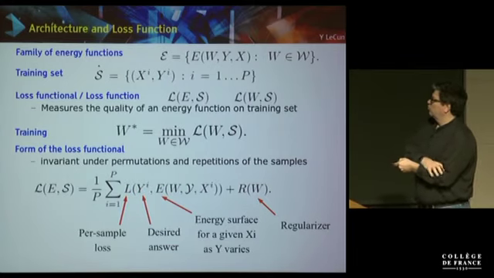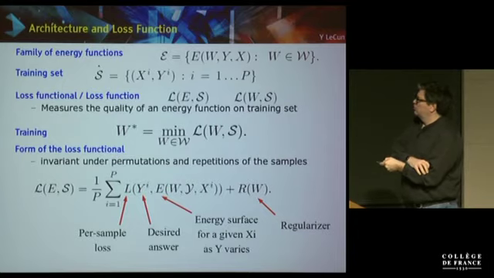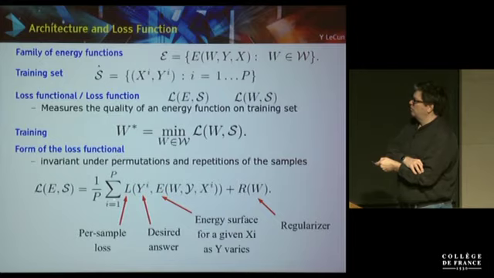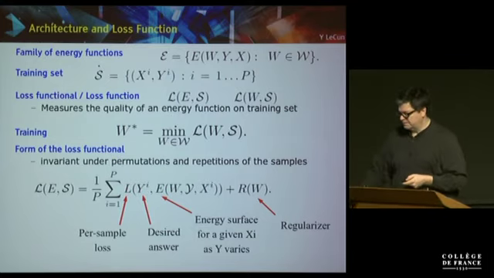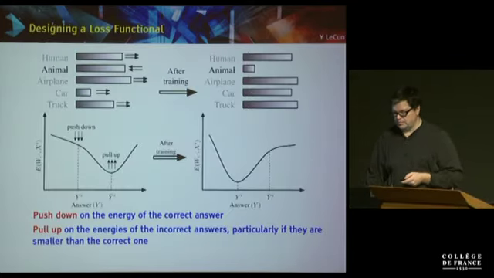In general, without any loss of generality, you can write the loss function like this, as an average over the training samples of a loss function that will depend on the energy function for all possible y for the x that is observed, and will take the desired y and tell us if this gives us the right answer, knowing that the right answer is yi. You can add to this a regularizer that depends on parameters and not on data.